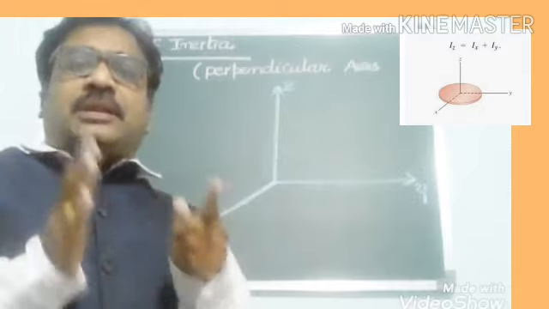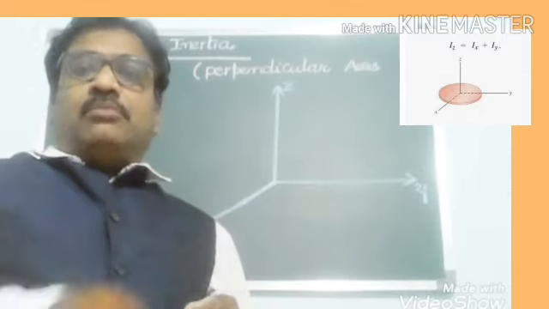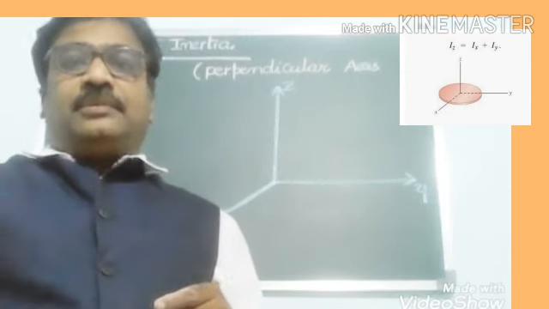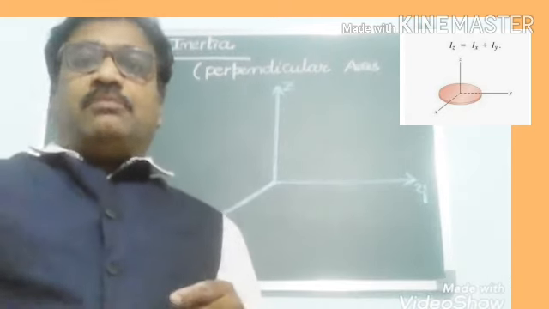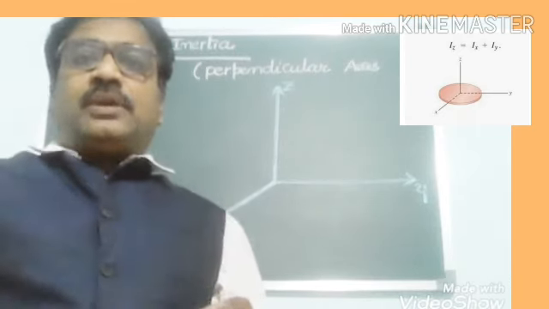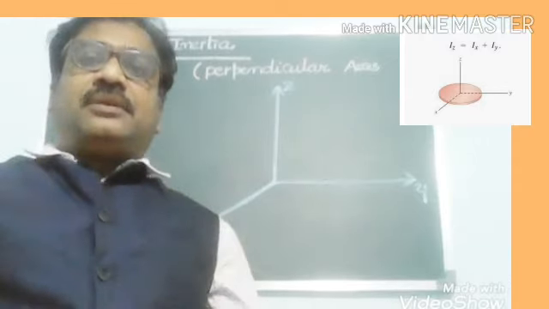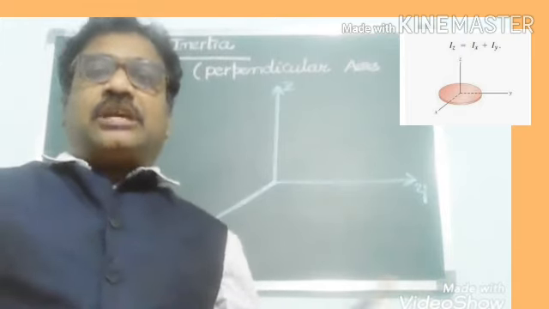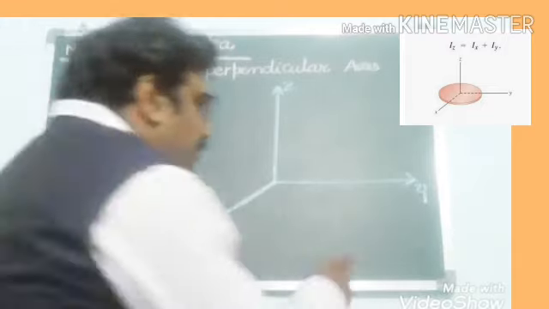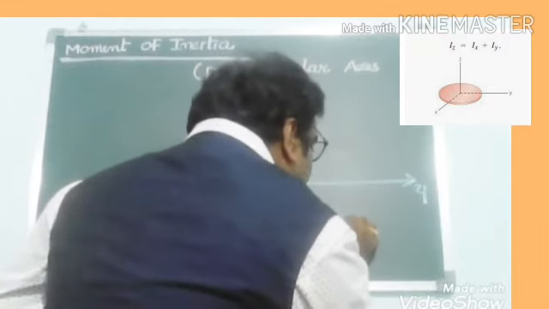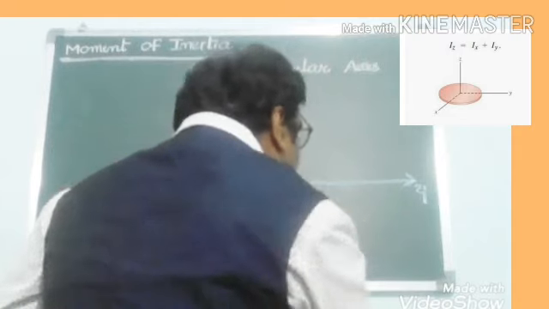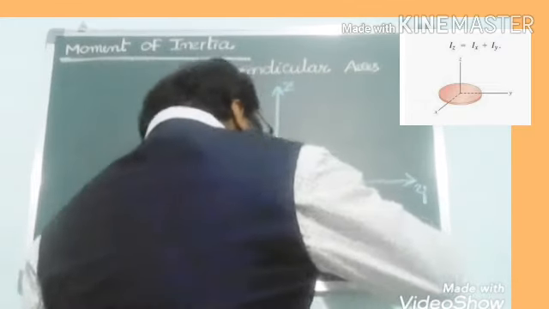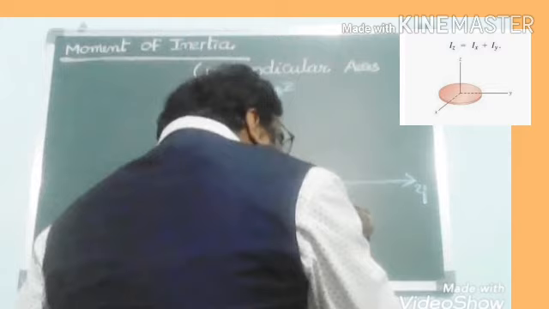The perpendicular axis theorem states that moment of inertia about one particular axis perpendicular to the plane is equal to the sum of moments of inertia about two axes which are perpendicular to each other. So that is the perpendicular axis theorem. So I am going to explain briefly. Now let m be the mass of the element which is at a perpendicular distance towards the z axis.